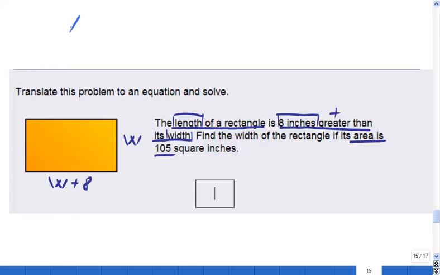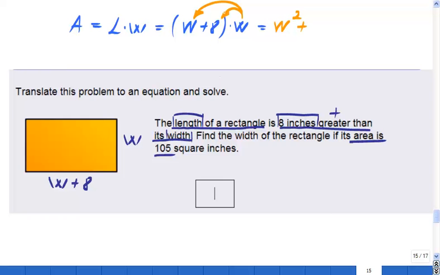So this is how you start. The area of a rectangle, which if you forgot in the exam, by the way, you will go back to the second page in your booklet and you find all the formulas there, right? The area of a rectangle is length times width. And in this case, length is what? W plus 8 multiplied by width, which, if you're applying the distributive property, you multiply W times W, and that gives you W squared, plus W times 8, which is 8W.